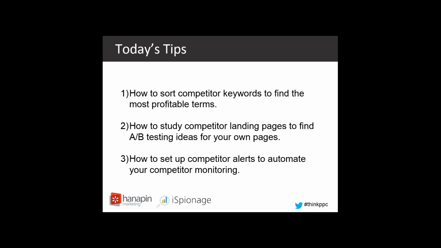The 3 points that we'll be covering today are here in the slide. The first one is how to sort competitor keywords to find the most profitable terms. What I'm going to be paying attention to here is not just how to get your competitors' keywords, but how to sort and sift them down so that you can have the most profitable terms available at your fingertips. The next point is how to study competitor landing pages to find A/B testing ideas for your own pages.